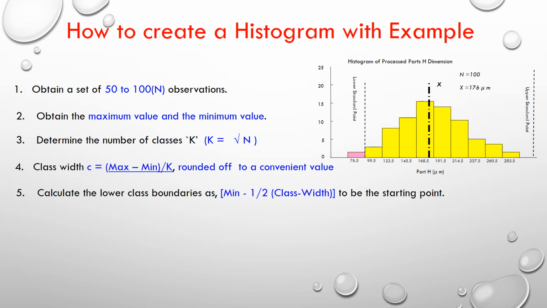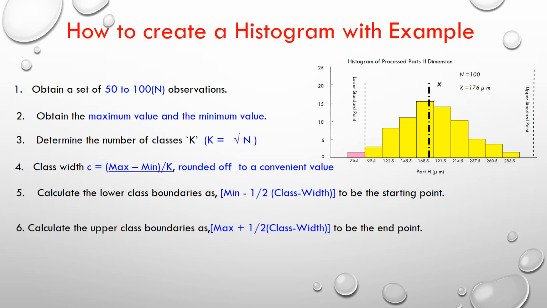Then calculate the lower class boundary, which is equal to the minimum value minus half of the class width, and this result will be the starting point. Then calculate the upper class boundary, which is equal to the maximum value plus the class width, and it will be the end point. Then make a frequency table, that is, the number of data falling in each class.